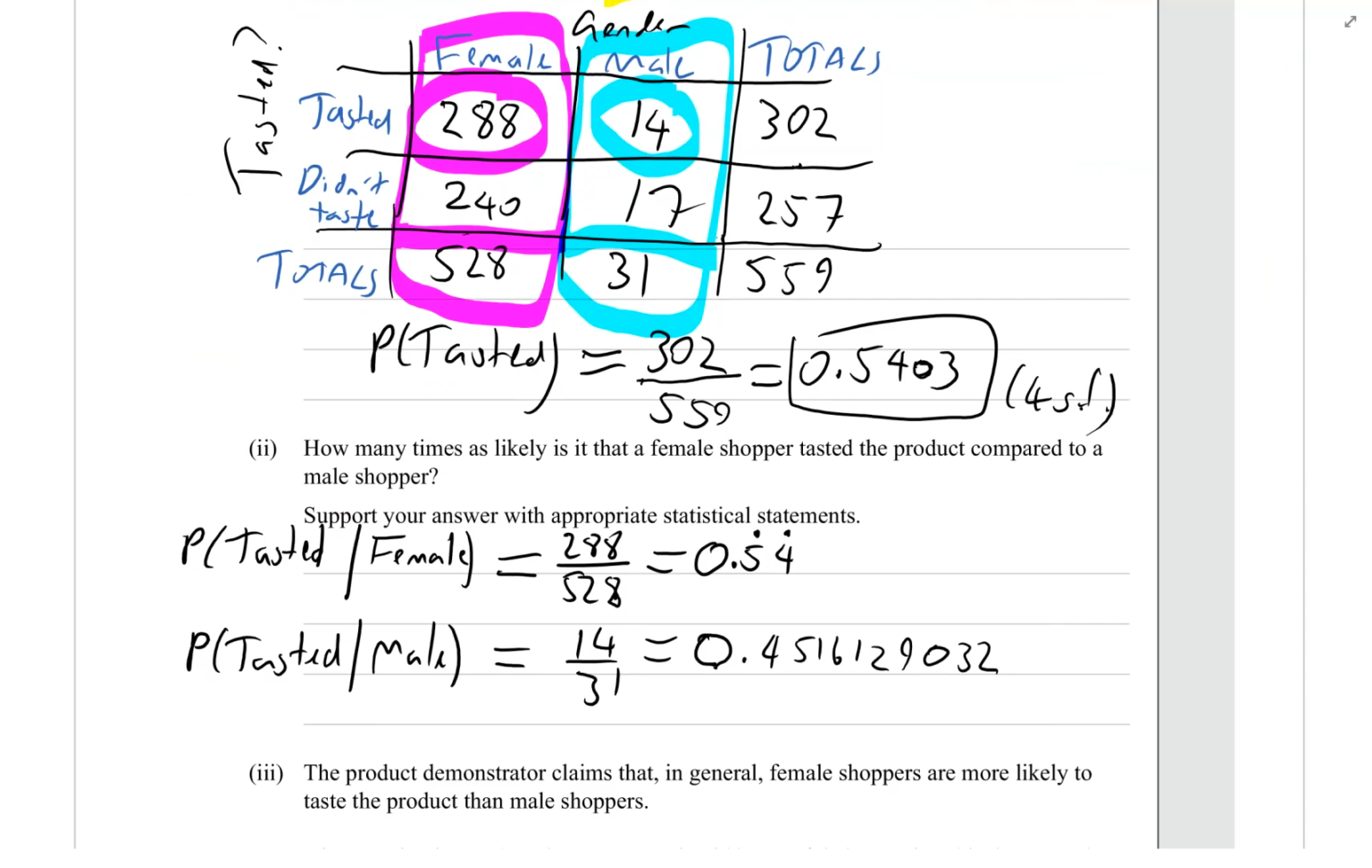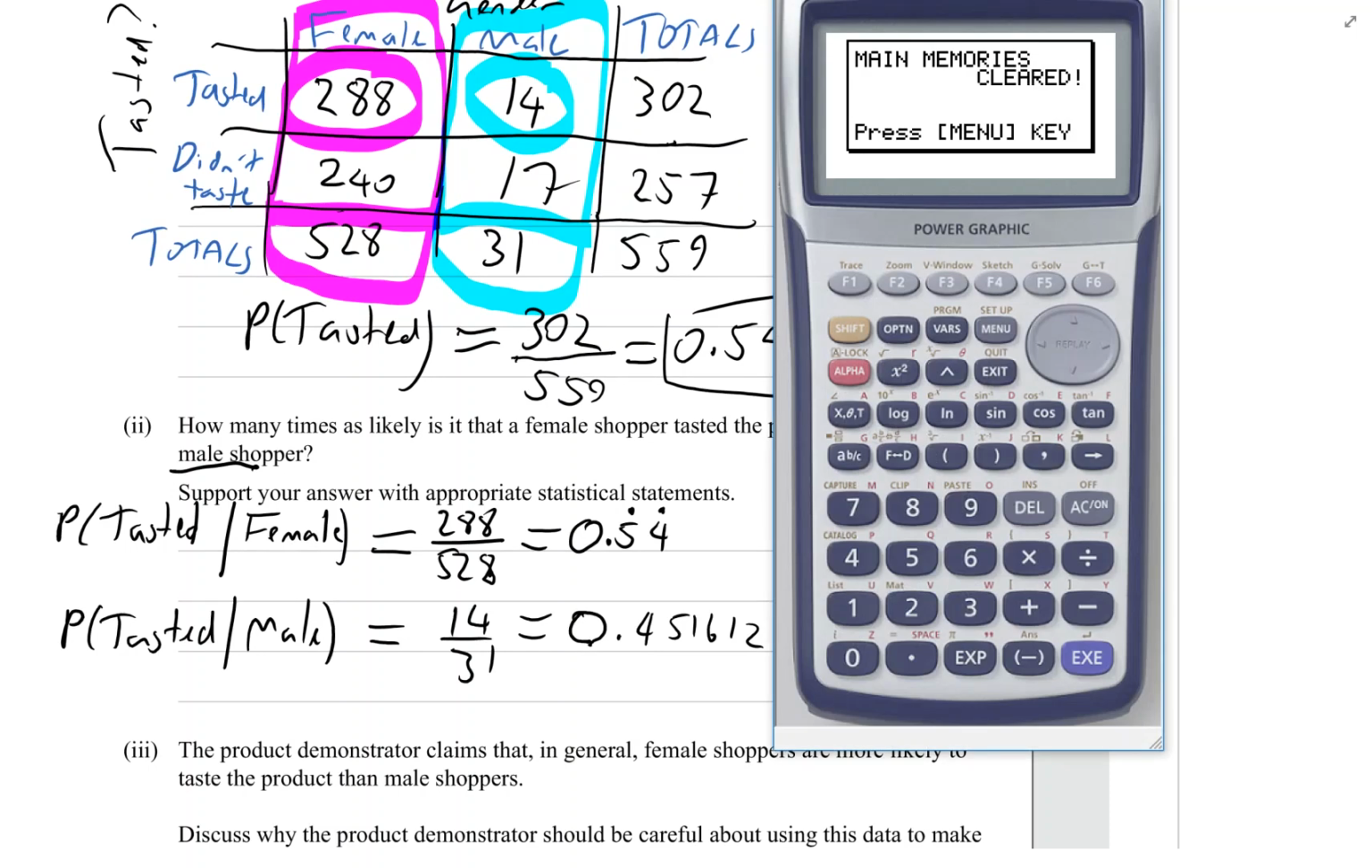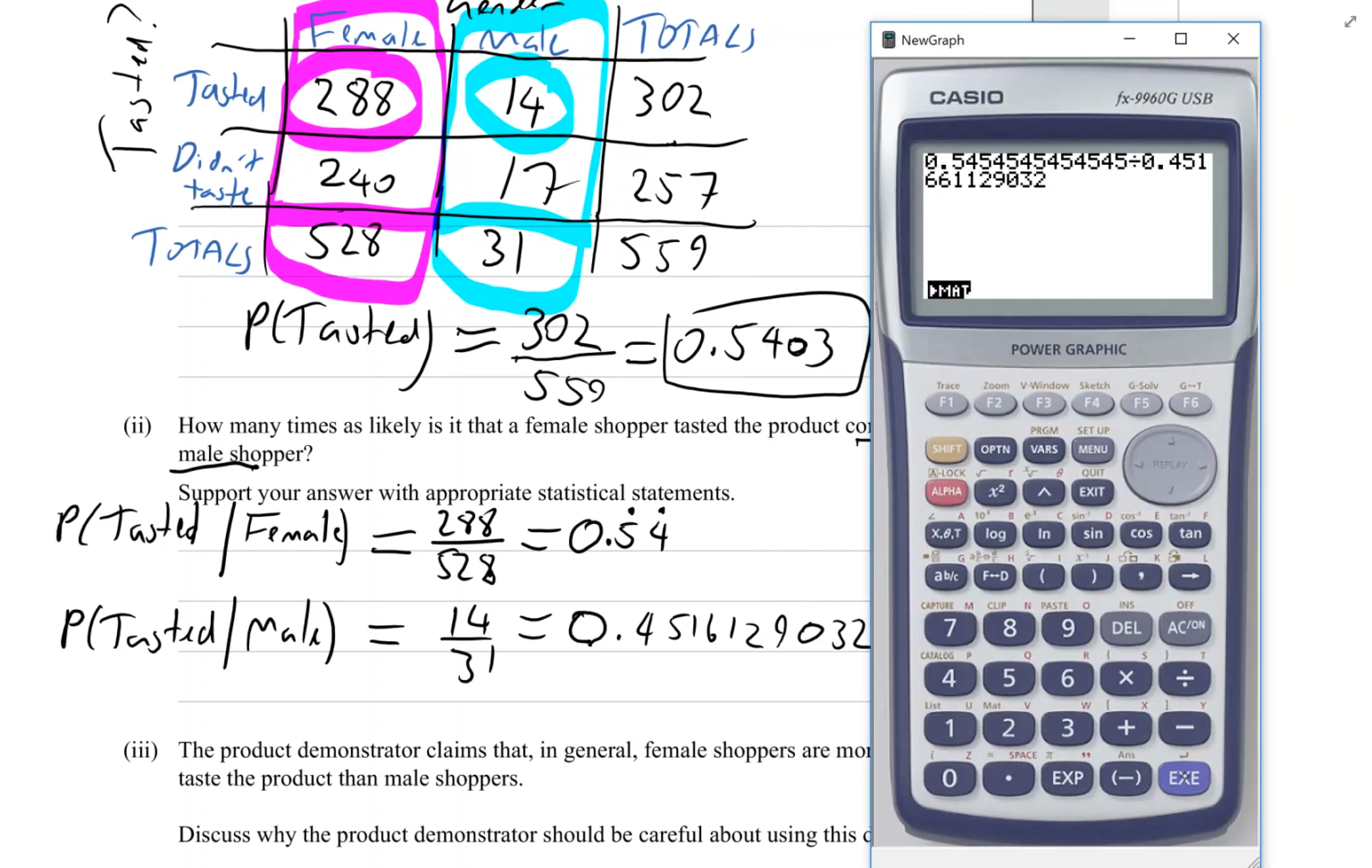So we want to know how many times as likely it is among the females than among the males. So the way we do that is we divide. We always divide, and because it's comparing it to among the males, compared to the males, we would call the males the baseline group. And so we're going to divide by the baseline group because it's compared to the males. So dividing them, 0.54 recurring divided by 0.4516, etc. Not rounding yet, equals 1.208 to four significant figures.